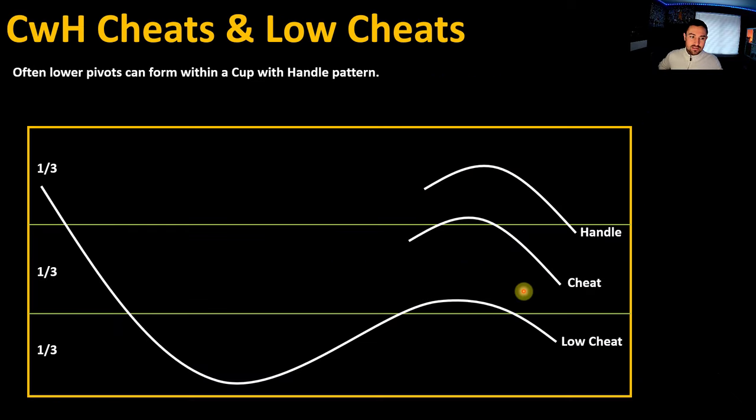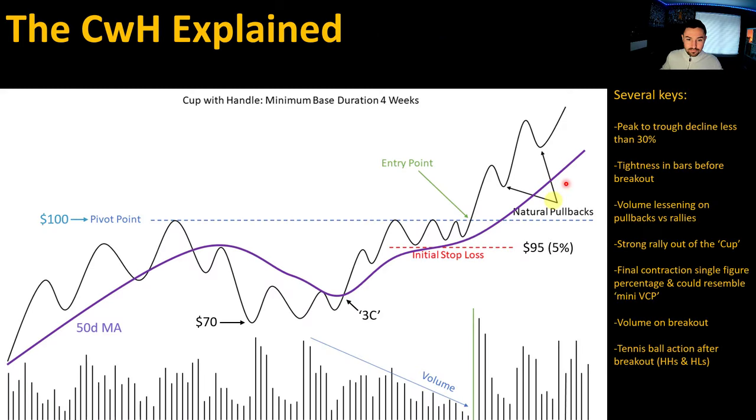So let's go on to the next slide, which is going to be cup and handles, cheats and low cheats. So often lower pivots can form within a cup with handle pattern. So Minervini has three. He has the low cheat, which is in the lower third of the cup. He has the cheat, which is in the middle third of the cup. And then the handle, the kind of traditional William O'Neil handle, in the upper third of the cup. So let's go on to a slide to illustrate it.